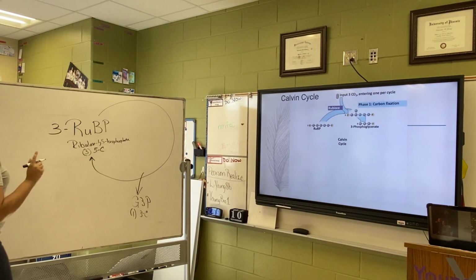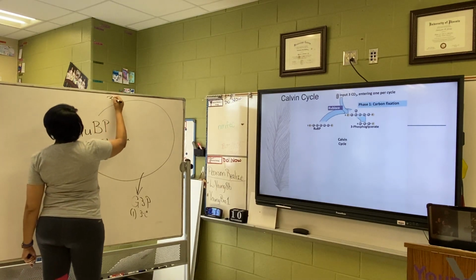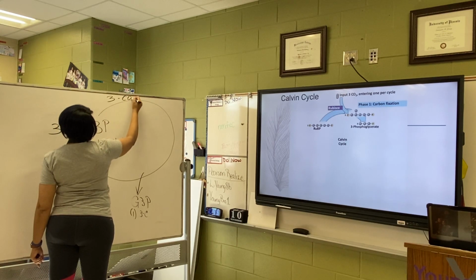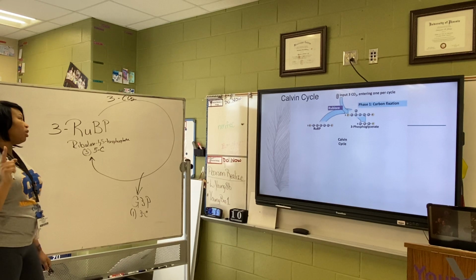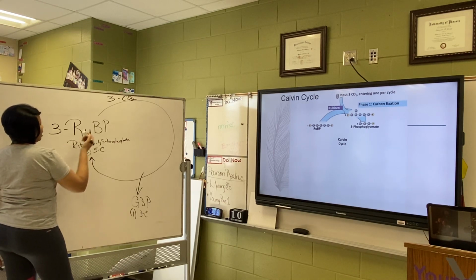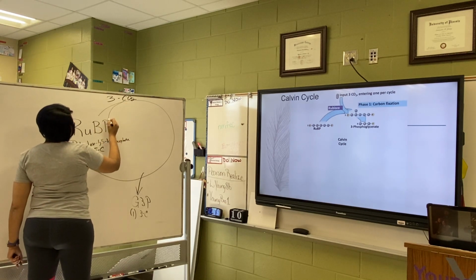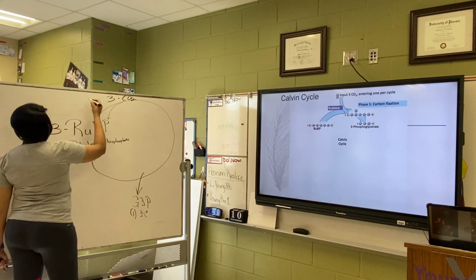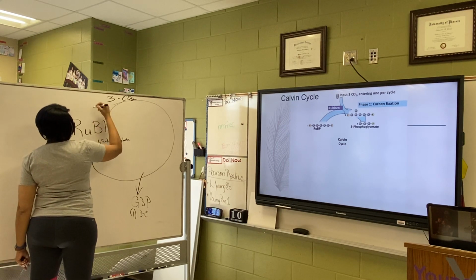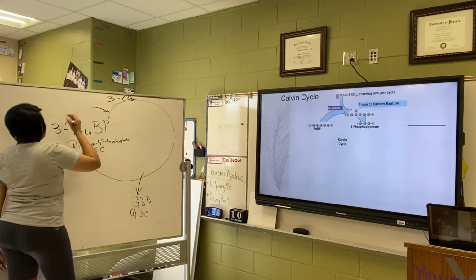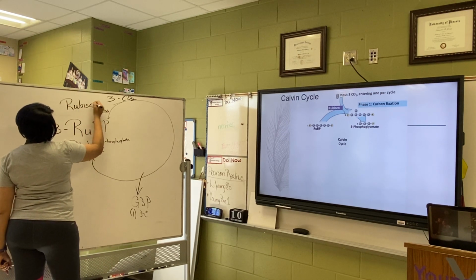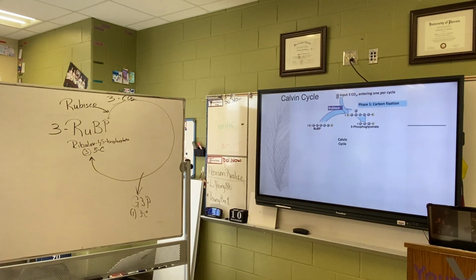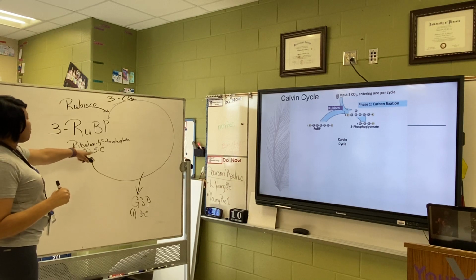So carbon dioxide is going to enter the cycle. I'm going to have 3 carbon dioxides entering the cycle, but they can only enter 1 at a time, guys. They enter 1 at a time. That's why it takes 3 of these. So 1 carbon dioxide bonds to 1 RuBP, and the enzyme that catalyzes this reaction, a very important enzyme, is Rubisco. Again, remember RuBP is a 5-carbon sugar.